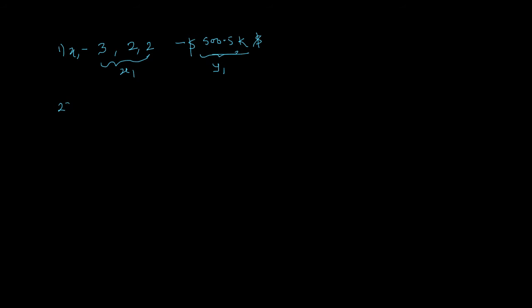Similarly, for the second house, the features which we are calling x2 are, let's say, four bedrooms, three bathrooms and three car parks. Let's say the price for this house is 700k dollars. So this is x2 and this is y2. The point to note here is that these yi's are real numbers.